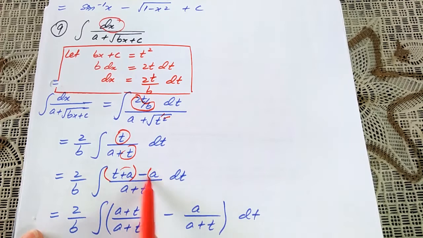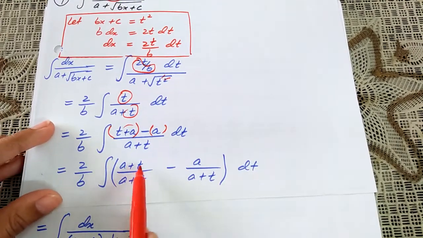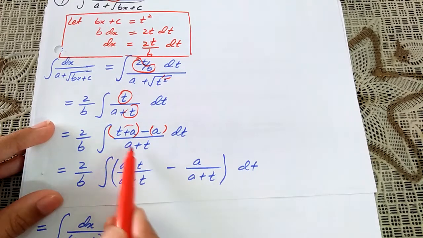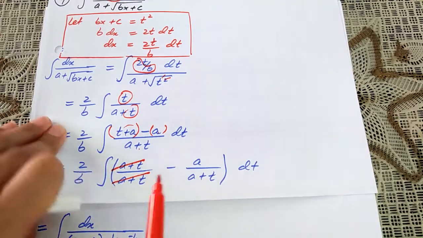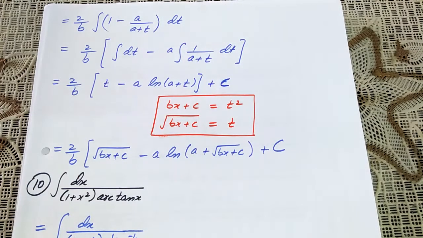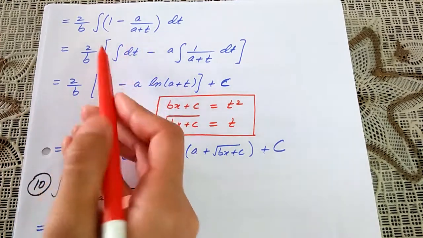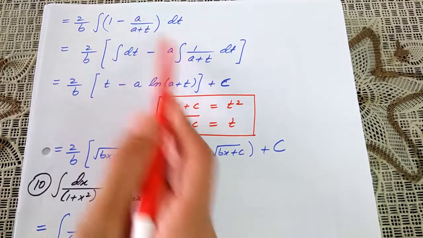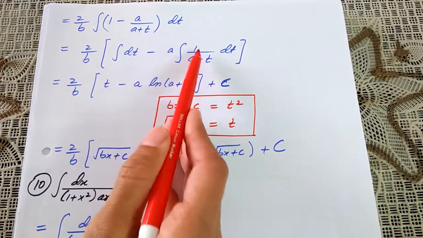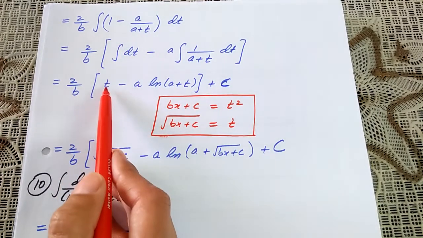Now I can separate these two things. I will write a plus t over a plus t, minus a over a plus t. This will be cancelled and I will simply get 2 over b integration of 1 minus a over a plus t. Separate the integral. a is a constant. This can be easily separated and I will get 1 over a plus t dt, and integral dt will give us t.